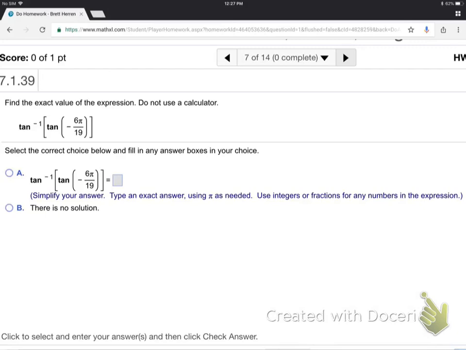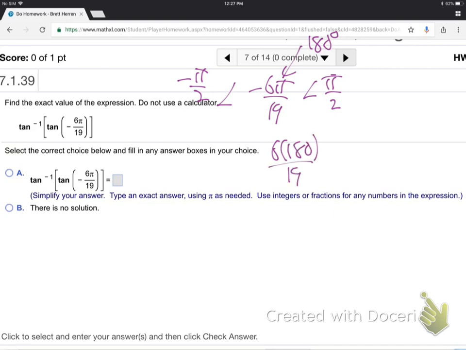So here, let me try that. Back to this one. We say, is negative 6 pi over 19 between negative pi over 2 and positive pi over 2? Just plug in. Pi's 180, so just stick in a 180 like Rudy's saying. That'd be negative 6 times 180 over 19. So what's 6 times 180? 1080. So it's 1080 over 19. Can you long divide?